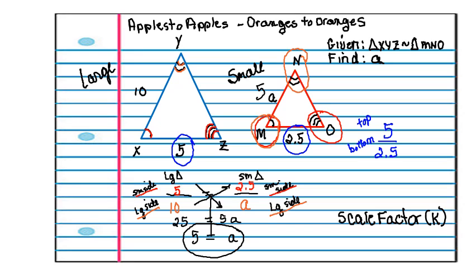So the scale factor here would be 5 over 2.5, which reduces down to 2. So we have a scale factor of 2 to 1. And if you really wanted to, you would go, oh, well, this is like half as much. So the A is going to be half as much at 5.